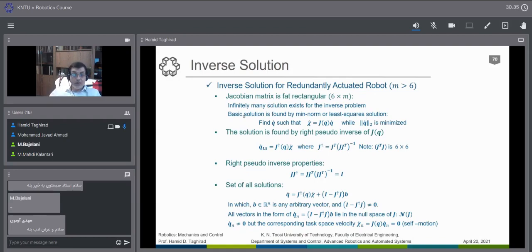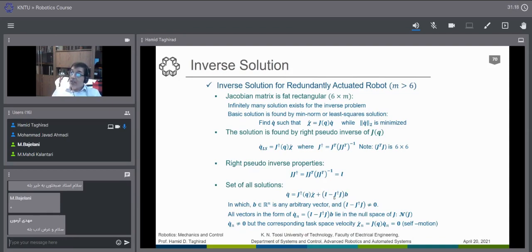So this is one basic solution, but this is not the only solution. There are infinitely many other solutions available. And the set of all solutions can be found by this basic solution added to a null space solution. This would be given by I minus J inverse J, or J pseudo-inverse J, times any arbitrary vector B. And since this is any arbitrary vector, we have many other solutions here.